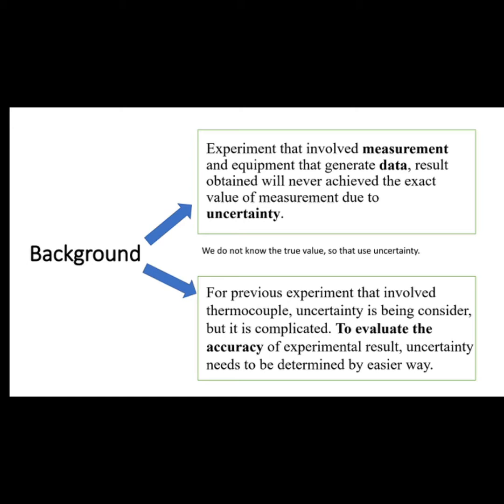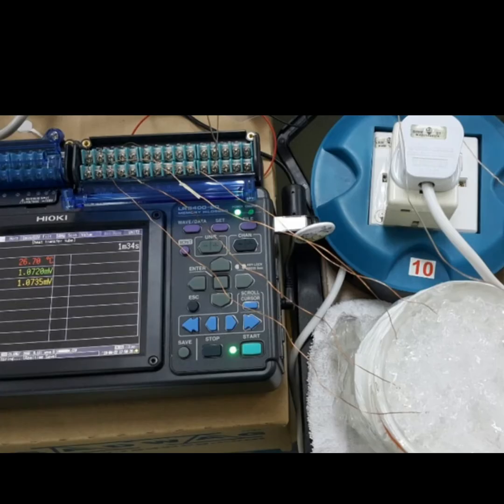For previous experiments that involved thermocouples, uncertainty was considered, but it was complicated. To evaluate the accuracy of experimental results, uncertainty needs to be determined in an easier way. As you can see, this shows how the previous experiment was conducted. It was done by my senior.